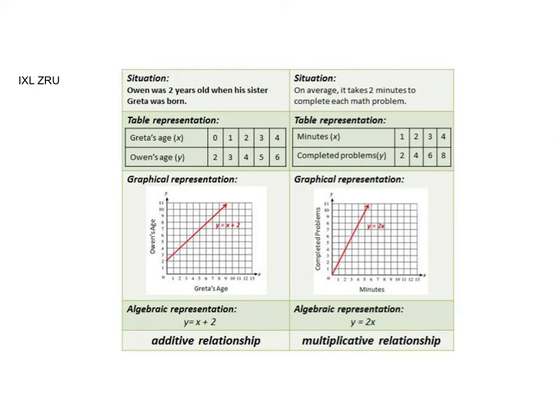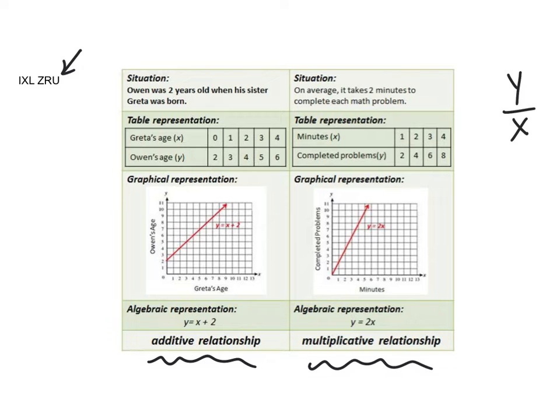Let's go. So first we're going to look at the difference between an additive relationship and a multiplicative relationship. This is talking about the relationship between your variables, your y and your x, your ratios. IXL practice for this, if you are struggling at the end, is ZRU, if you can find it.